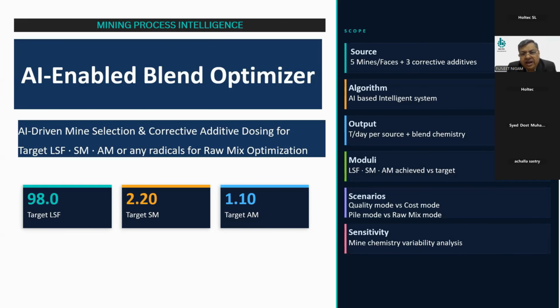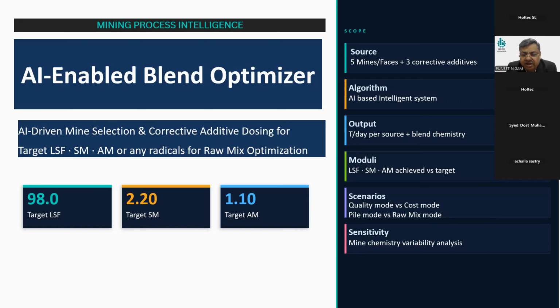Then the AI algorithm is applied to meet the requirement. It gives us the output and then the blend chemistry, and it predicts what LSF and SM is achieved. It also gives the scenario, that is, what the quality mode is. There are two types of things there: the quality mode and the cost mode. First priority is given to the quality mode, then we go to the cost mode, from the mining equipment, transportation of material, and then pile mode to the raw mix mode.